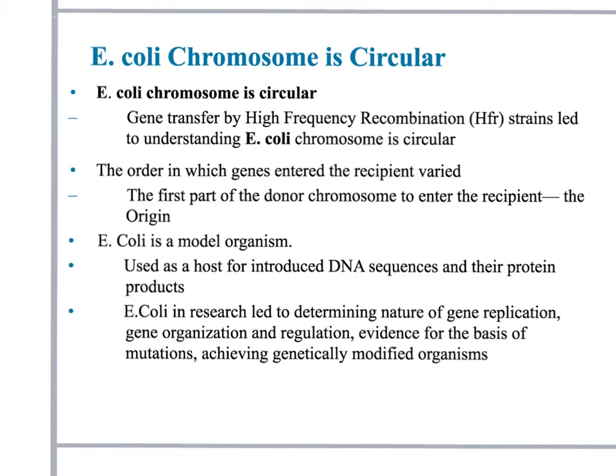So research with E. coli led to determining the nature of gene replication, understanding gene organization, as well as the regulation of genes. And it also provided the evidence for the basis of mutations. Looking at putting DNA into E. coli, or just doing an experiment like we saw in the last slide. That last slide showed that when the two strains were combined, genetic information was exchanged, and then the auxotrophs reverted back to the prototroph. So that's evidence right there that mutations occur.